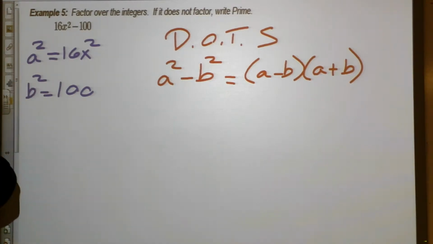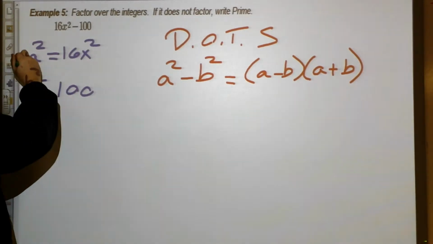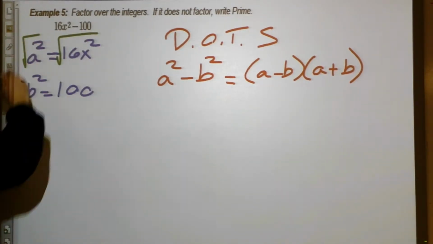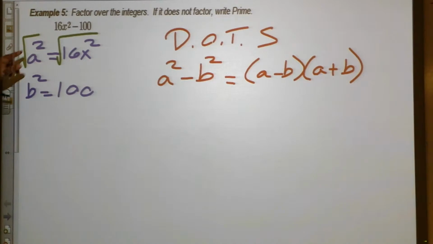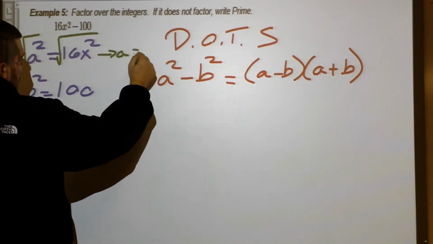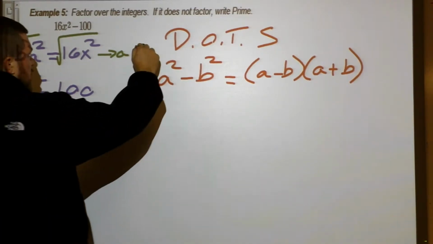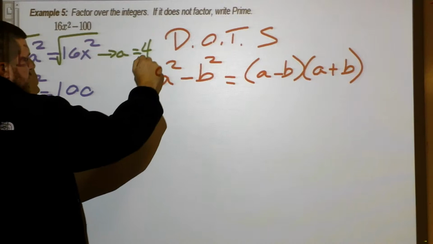To get a and b, I need to square root. So I'm going to square root both sides, because square and square root undo each other. So that means a is going to be equal to, alright, square root of 16 is 4, and then square and square root undo each other, so 4x.